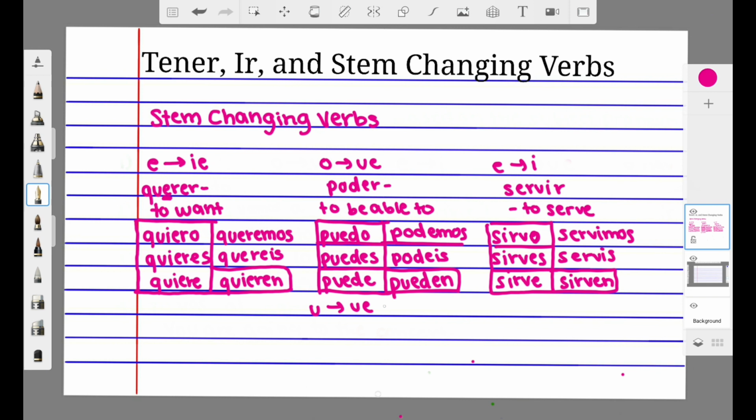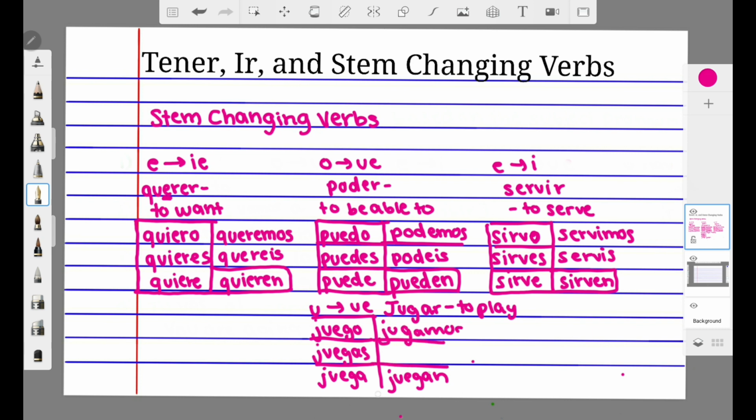The last is U to UE. For example, we have jugar, which means to play. So juego, juegas, juega, and then juegan, and that's the only ones that change. And then we have jugamos and jugáis. There are more stem changing verbs, but these are your main rules.